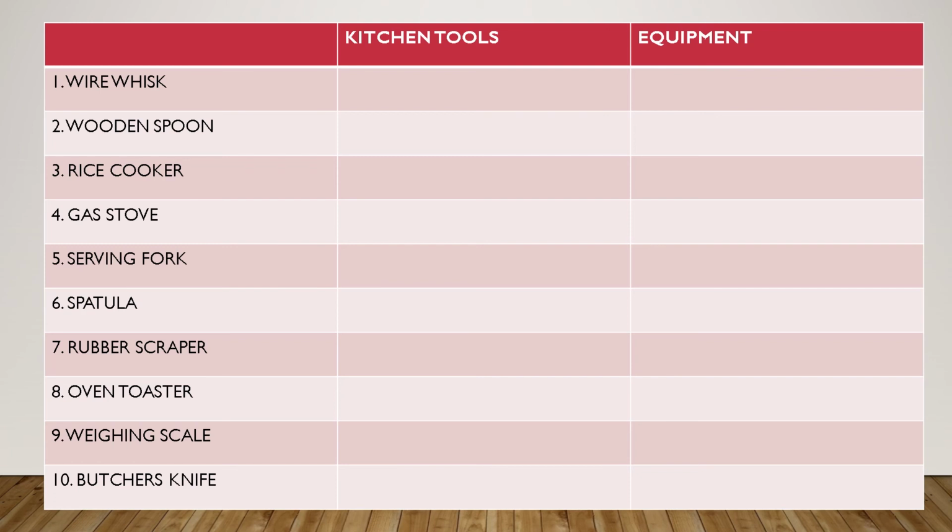Number 1 is whisk. Ano ba siya? Nasa kitchen tools ba siya or nasa equipment? So you have to check it kung saan siya. Wooden spoon, number 2. Number 3, rice cooker. 4, gas stove. 5, serving fork. 6, spatula. 7, rubber scraper. 8, oven toaster. 9, weighing scale. And 10, butcher's knife.